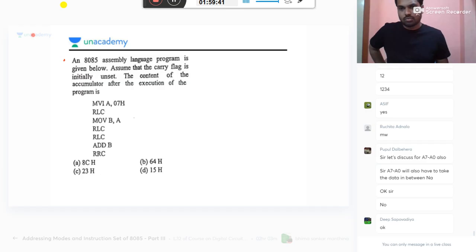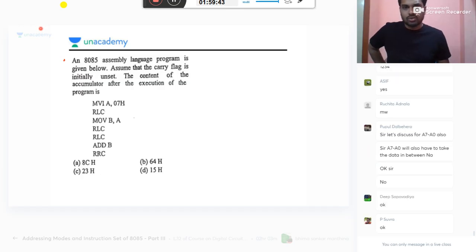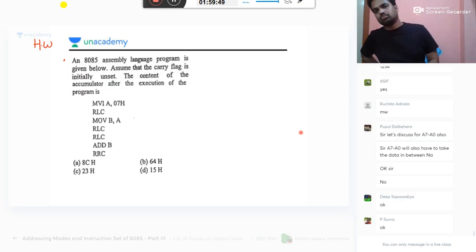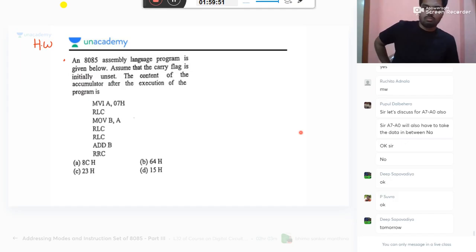Sora, maybe tomorrow it may complete almost. If instruction is completed, your microprocessor is almost done. If instruction is completed, one more class is just required. That's all. Okay, because now we parallelly do programming also.